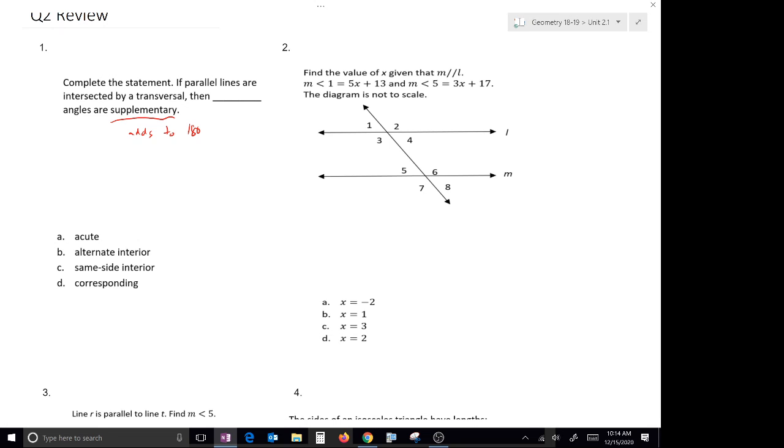That's referring to this picture in number 2 right here, where we have two parallel lines and a transversal. And in this case, the only two types of angles that are supplementary that we have a name for is same side interior. Okay, so that's supplementary. So that's our correct answer.